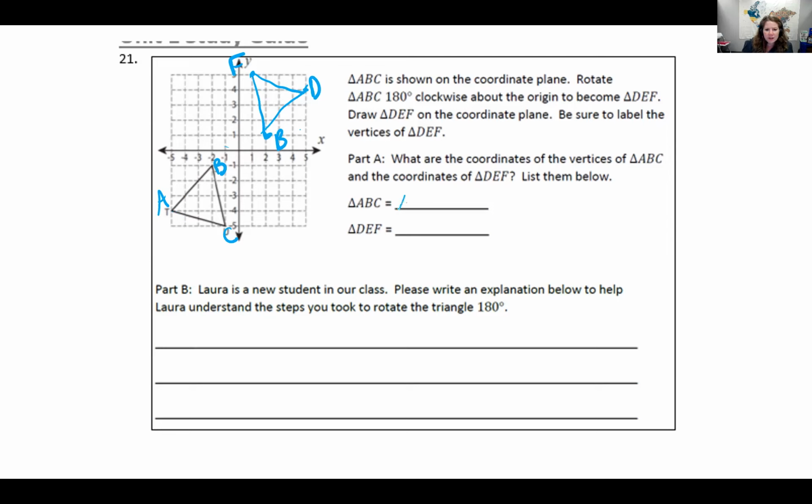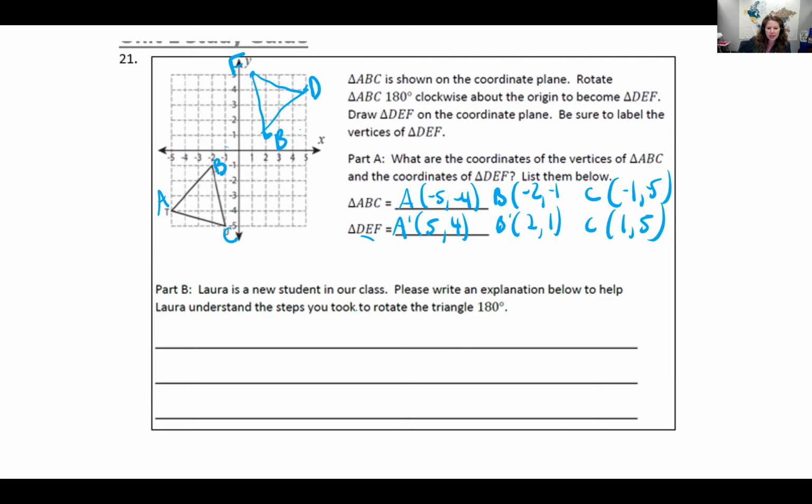So A goes from -5, -4, and then A prime is at +5, +4. B goes from -2, -1 to B prime is +2, +1. And then C was at -1, -5 to +1, +5, even though I didn't use the right letters.